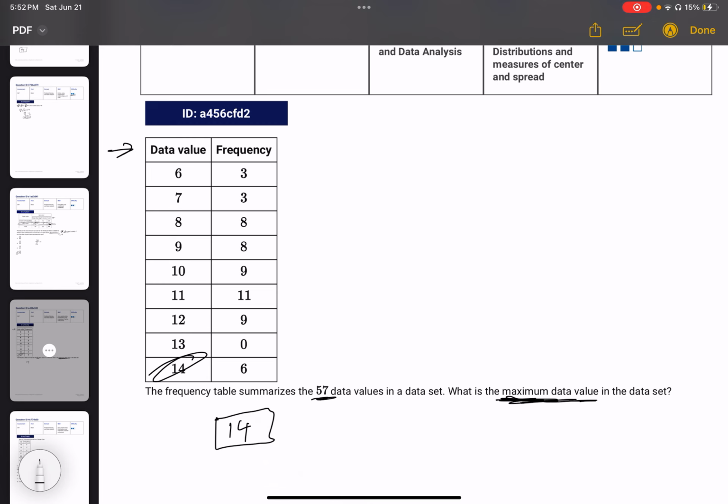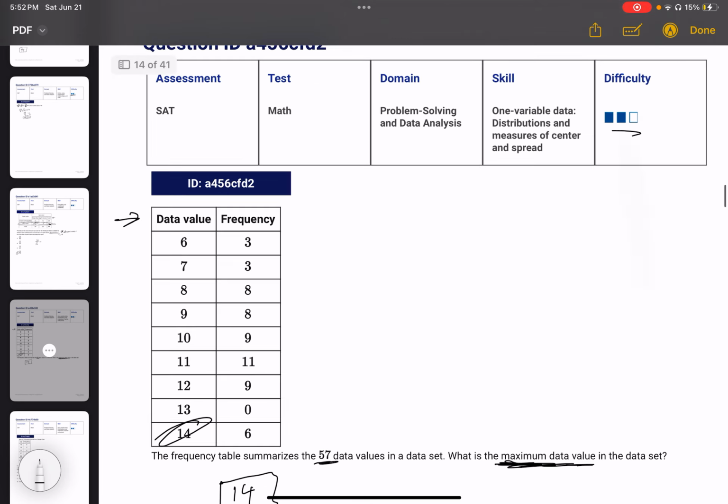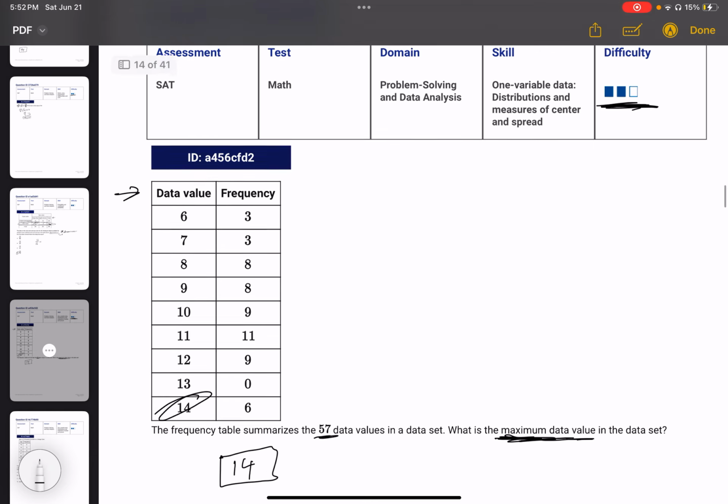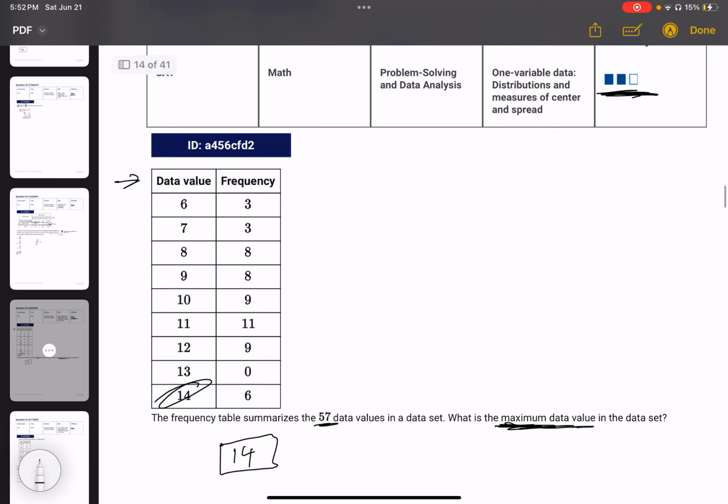I don't know how in the world this isn't an easy problem. It's a medium problem, apparently. But yeah, your answer is going to be 14. Don't get confused with this frequency column. The frequency column is just how many times the data values appear. So for instance, the data value 6 appears 3 times. The data value 10 appears 9 times.